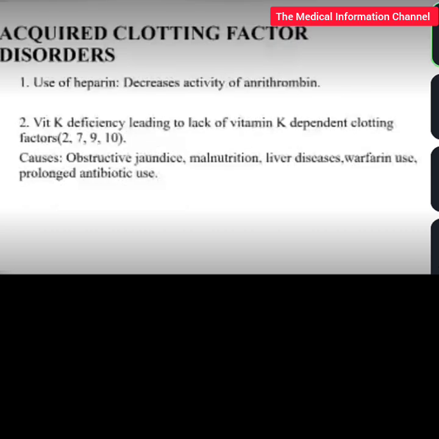So acquired clotting factor disorders are due to use of heparin, which decreases the activity of antithrombin, and vitamin K deficiency, which causes the lack of vitamin K dependent clotting factors, which are 2, 7, 9, and 10. This can be due to obstructive jaundice, malnutrition, liver diseases, warfarin use, and prolonged antibiotic use.